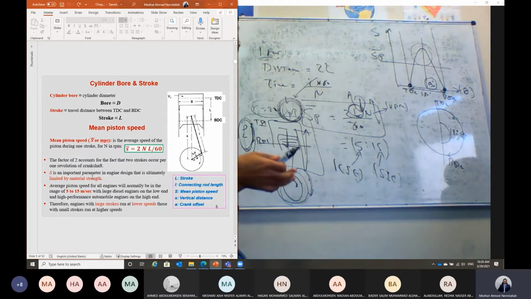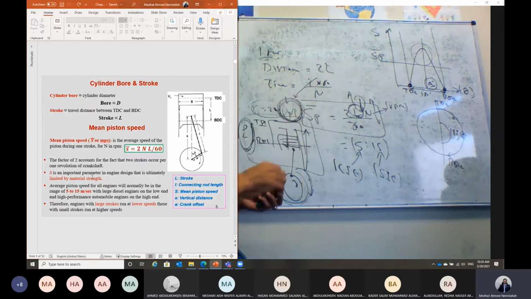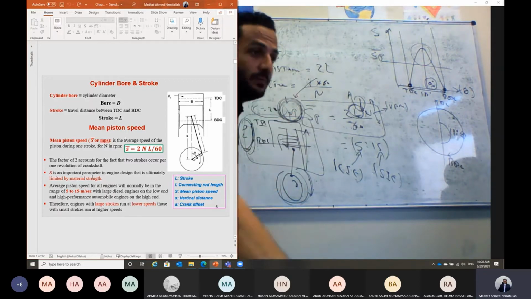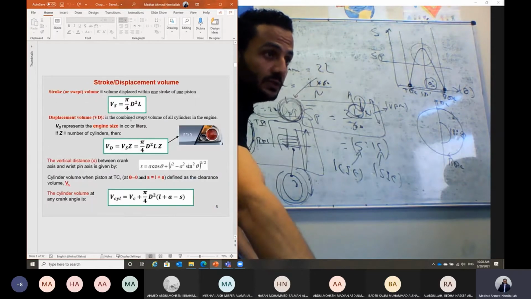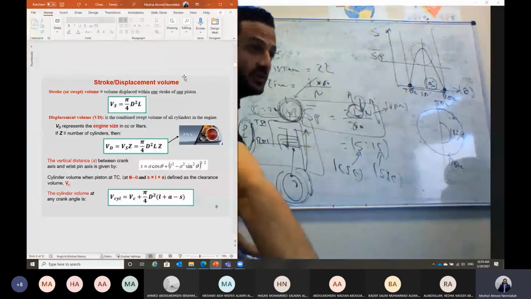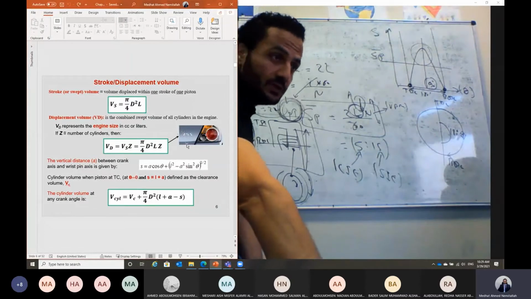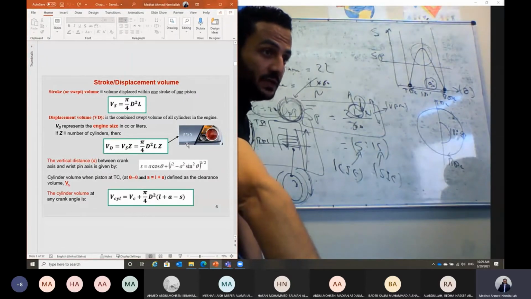And that's why, Shabab, if you look at a diesel engine, it usually has a bigger size, and its height will be higher compared to the gasoline engine. This is the displacement volume, as we said, which is the stroke volume multiplied by the number of cylinders, which represents the engine CC.